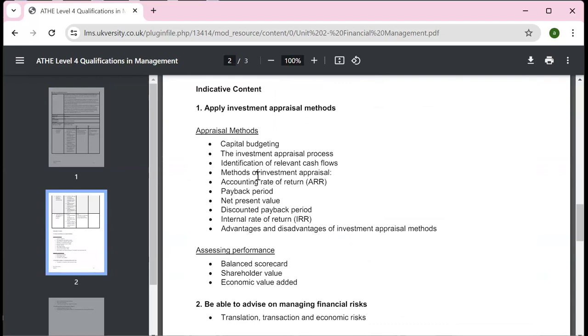Today's lesson will discuss appraising methods, capital budgeting, which means investing in capital assets. We'll go through and appraise, checking the performance of each option, which one is the best. So we'll go through payback period, ARR (accounting rate of return), NPV (net present value), internal rate of return, and the balanced scorecard model. That will all be in our discussion.